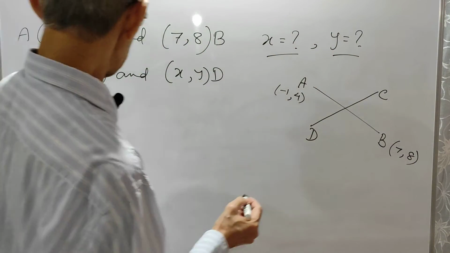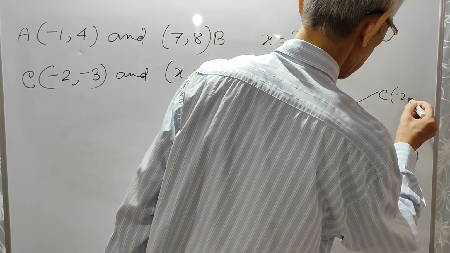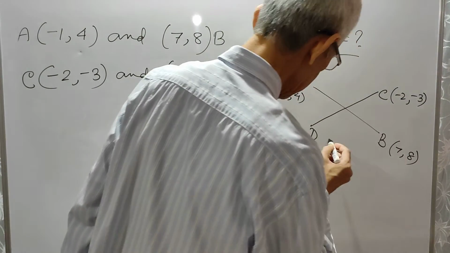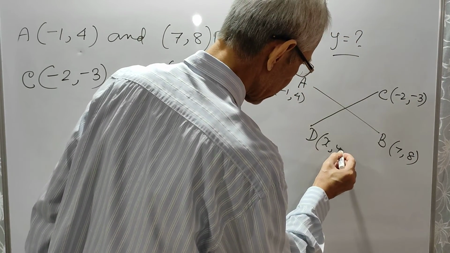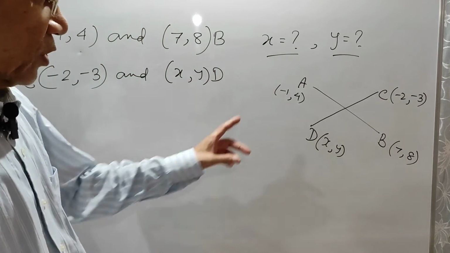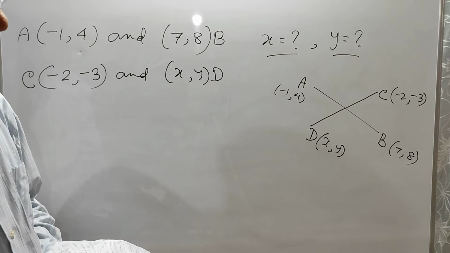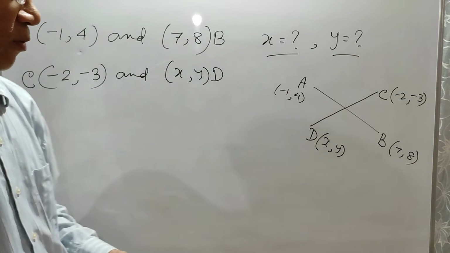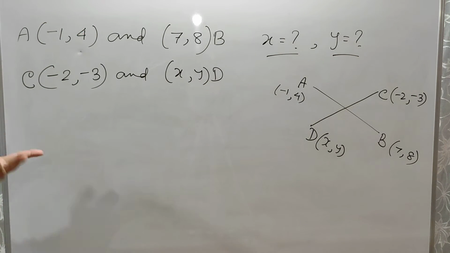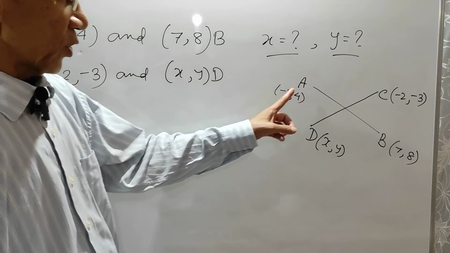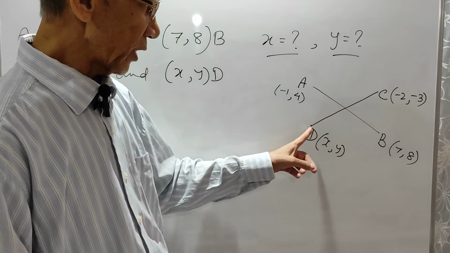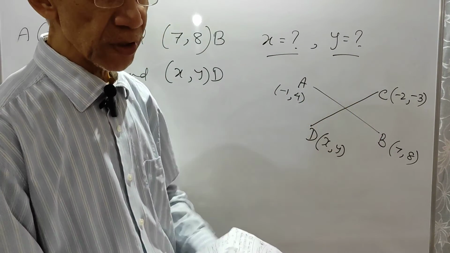Then C is (-2, -3), and D is (x, y). It is given that AB and CD bisect each other, and you have to find the values of x and y. You can use the midpoint formula. Since AB and CD bisect each other, their midpoints must be the same.